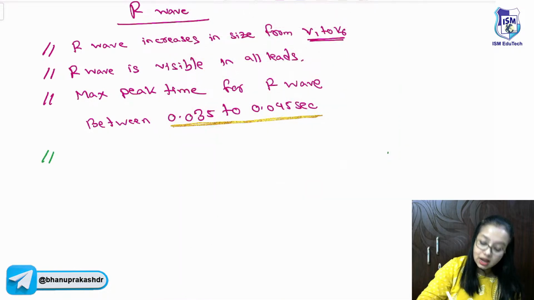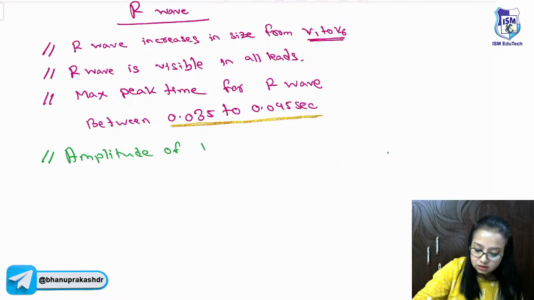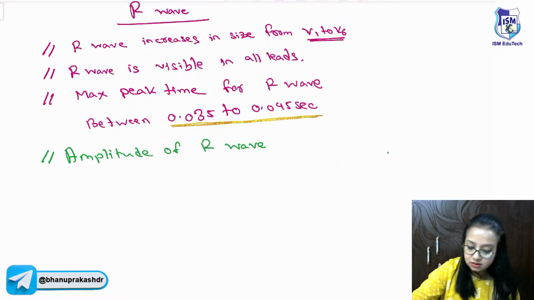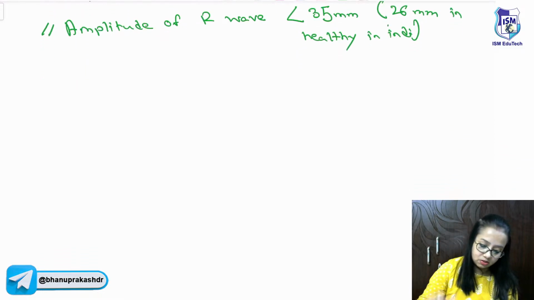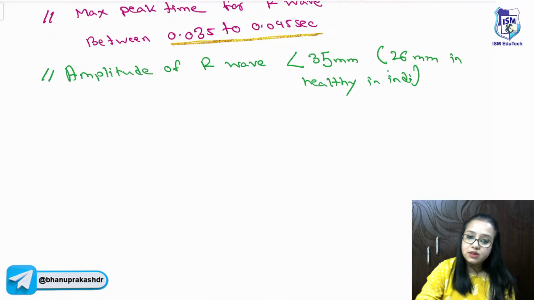Going by the amplitude, the size of the R wave is less than 35 millimeter. It is about 26 millimeter in a healthy individual. That is usually the value of it. Now, the R wave signifies the maximum area of the depolarization.